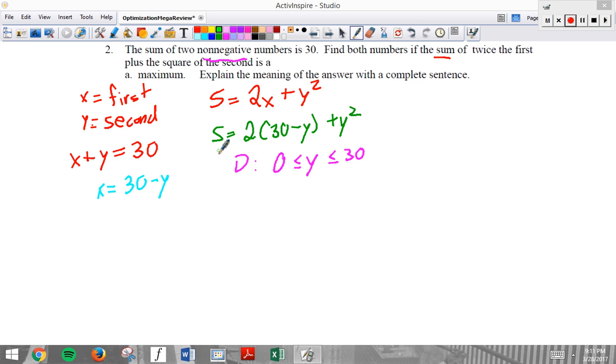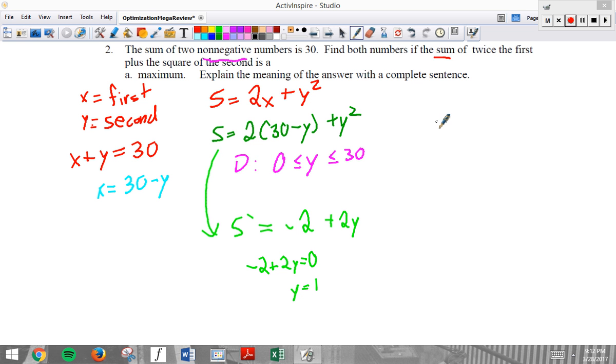So if that's s, then s prime, I'm going to show off here and do the derivative by using the chain rule, is going to be negative 2 plus 2y. Negative 2 plus 2y equals 0. Y would be 1. Okay.